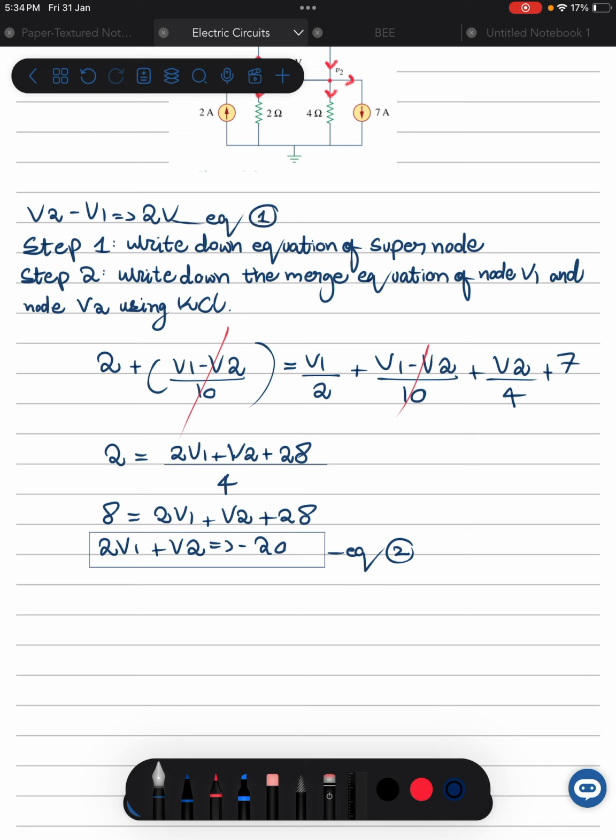Now we can simply use the calculator to solve these two equations simultaneously to get the answers. Let me plug in these values. So V1 is equal to minus 7.33 volts, while V2 is equal to minus 5.33 volts. And here we have our final answers.